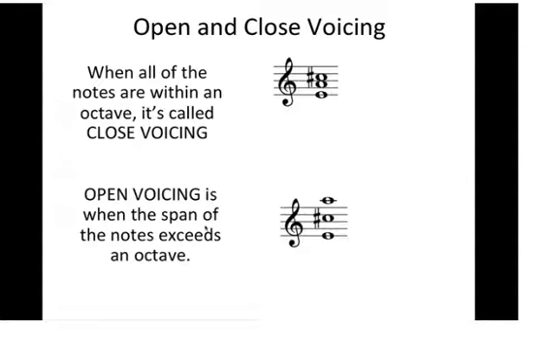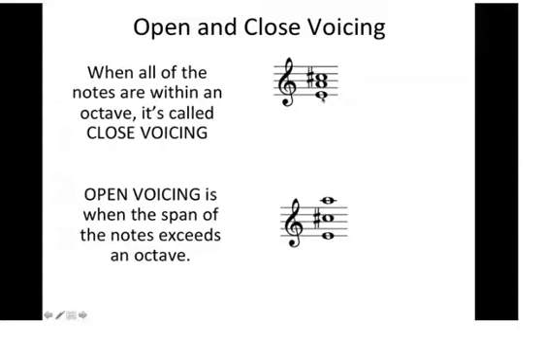Our next new topic regarding triads is open and close voicing. Sometimes it's called open and close position because it's about the way the notes are arranged and the way they sound, how far or close they are to one another. When they're all written within an octave, like this triad, it's called close voicing. When the notes are spread out more, beyond an octave, it's open voicing.